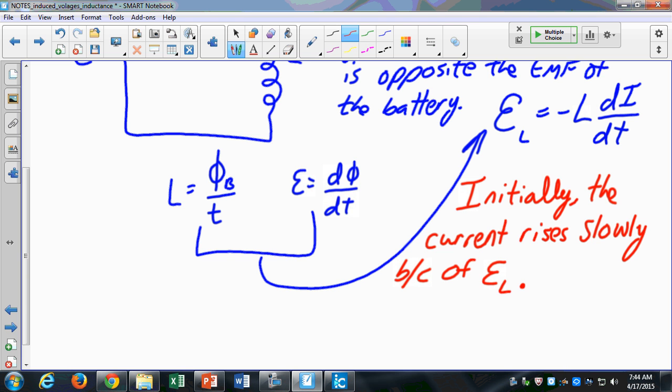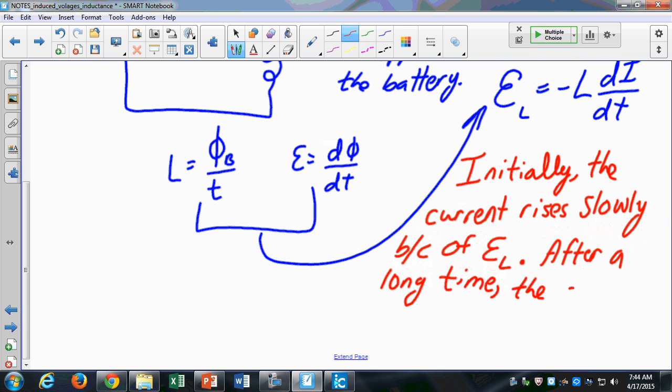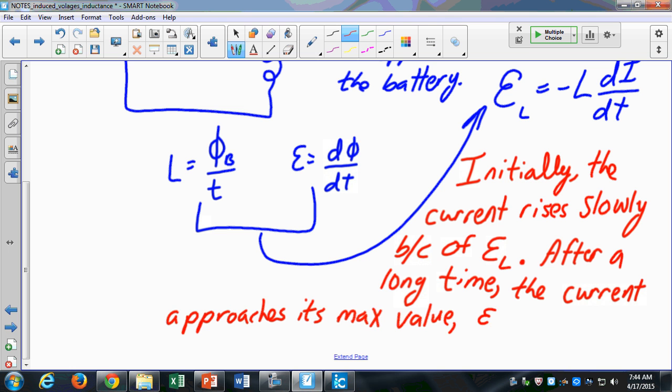After a long time, depending upon the inductance of the inductor, the current approaches its maximum value, which is just E over R, the EMF over R. Remember, this is just from our Ohm's law, V equals IR.